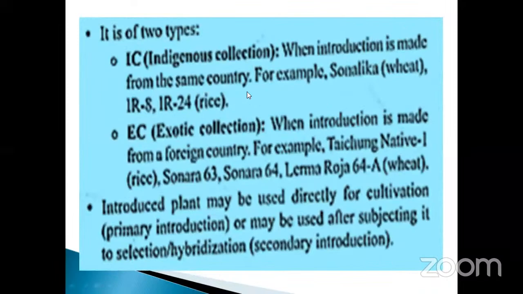There are two types of crop introductions. That is very, very important, my dear. So many times questions have been asked from this part. Don't forget. First, note IC, indigenous collection. The second one is exotic collection. These are the two types.